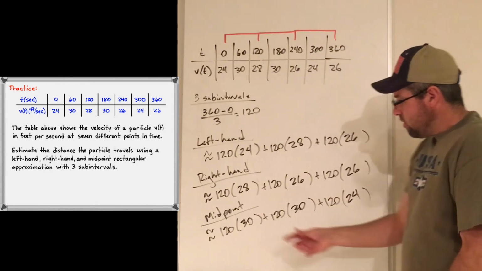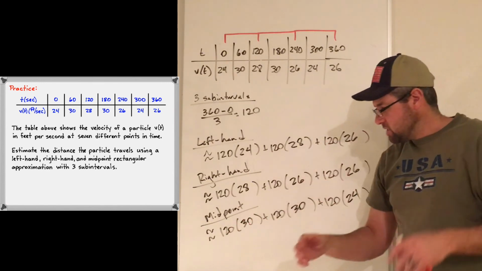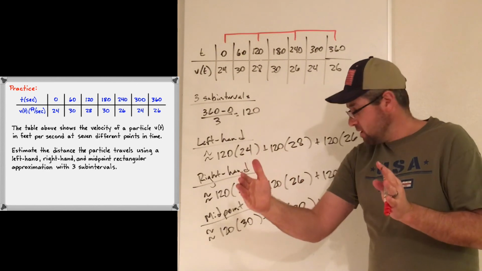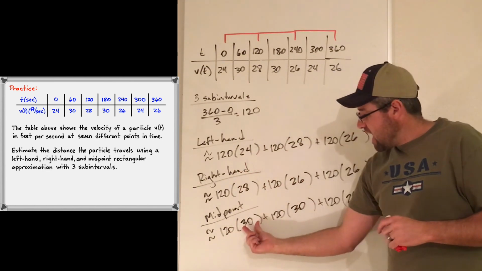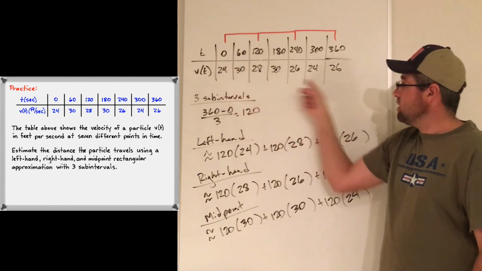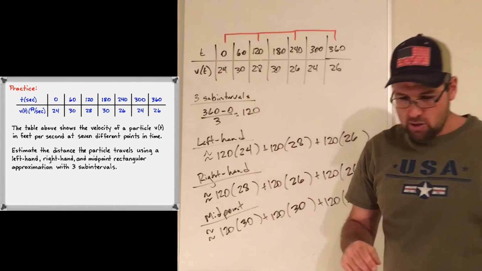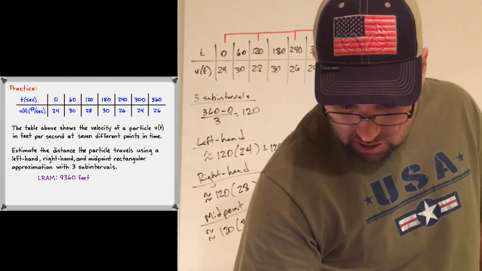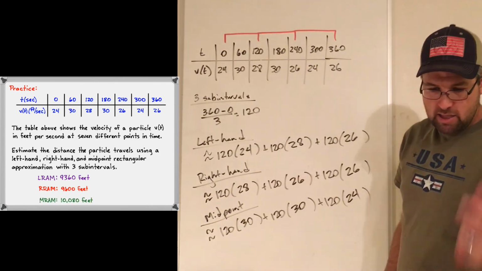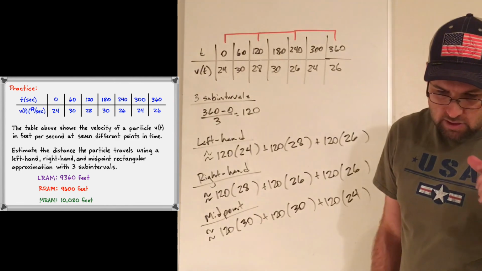So again, remember, to find the area of each rectangle, this is the width, how wide it is from time to time, 120, and then the height is determined by the function's value, the velocity value down here, okay? And then you simplify that and you get your approximation. So if we simplify all of those, we get those answers there, the 9,360, 9,600, and 10,080.